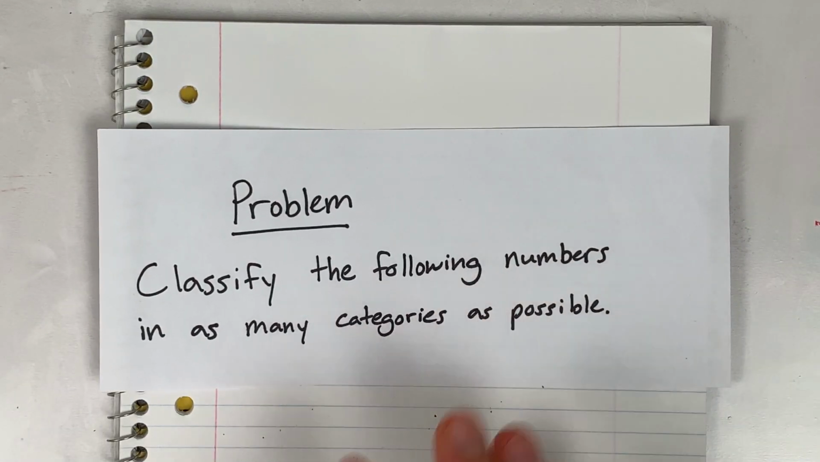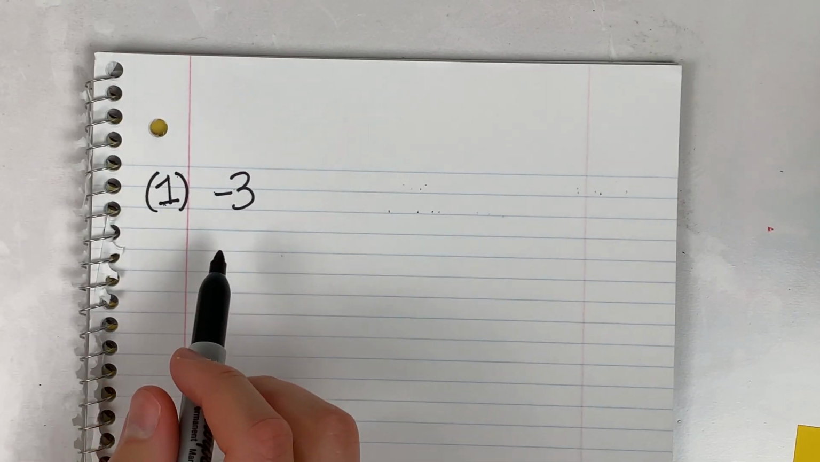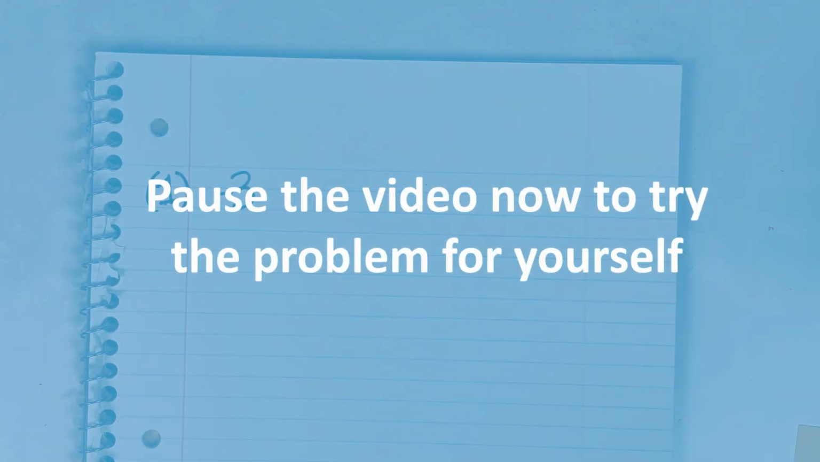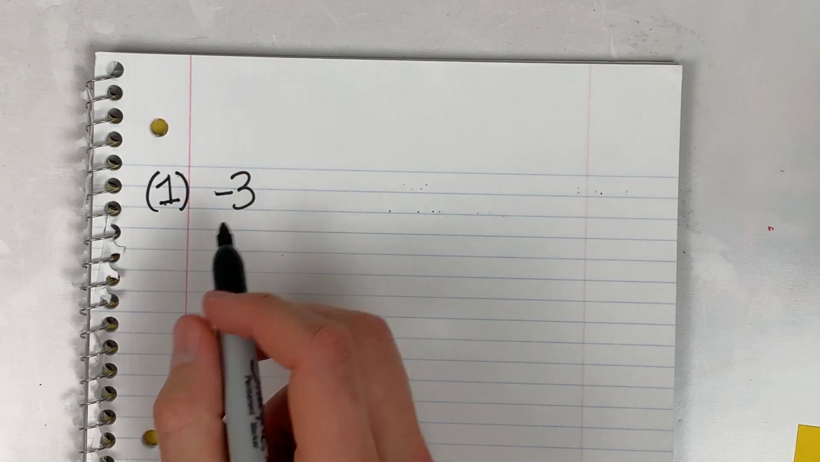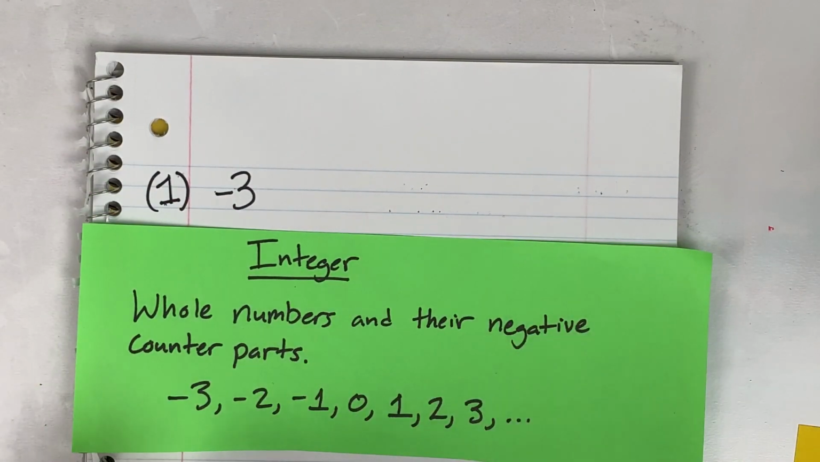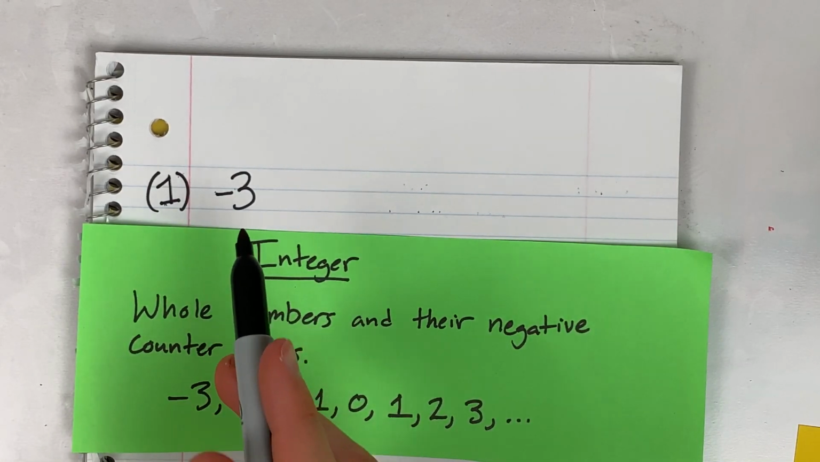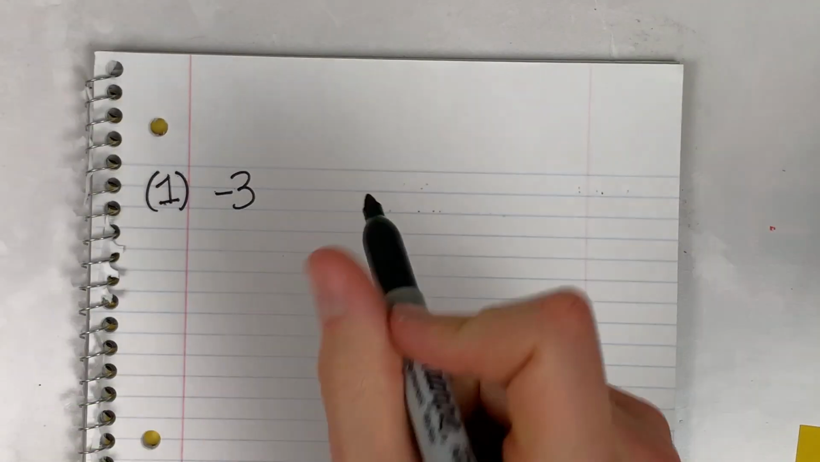Okay, so the problem today is to classify the following numbers in as many categories as possible. First up, we have -3. Now, how many ways can we classify -3? Well, the first thing to notice is that 3 is a whole number, and by our definition of integers, integers are all the whole numbers and their negative counterparts. So -3 is the negative counterpart to the whole number 3. So negative 3 is an integer.